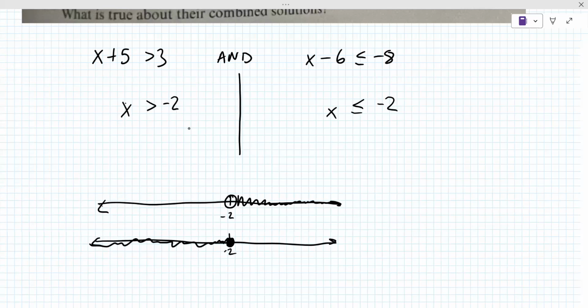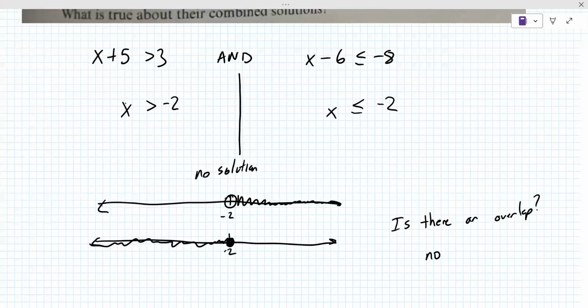Okay, so my question to you is, is there an overlap? Specifically, is there an overlap at -2? No, because that one doesn't include -2. So there is no solution to this. There is no place where this happens. And we see this happen in real life. It's like you say, I'm free after 4, and I say, oh, I'm only free until 4. Well, we can't do it today. But in math class, we always wanted to kind of work it out.